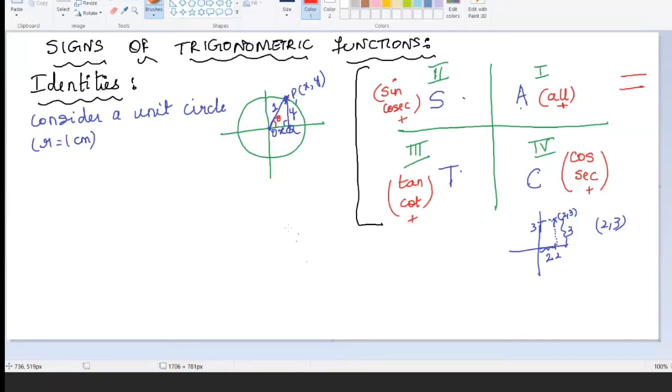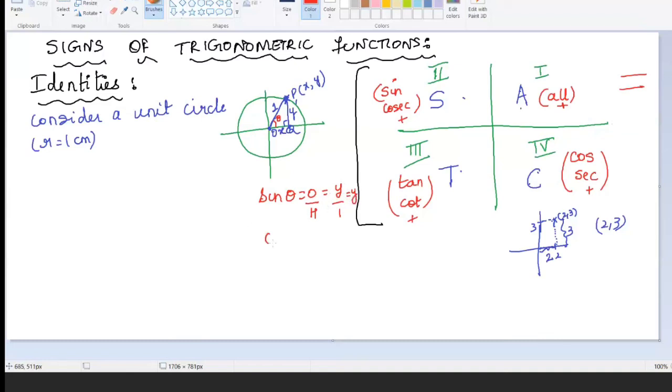Below that figure you write and keep. What is sine theta? Sine theta is SOH, that is opposite by hypotenuse. So who is the opposite now? Sine theta is Y by hypotenuse, which is 1, so therefore it is Y. So sine theta is equal to Y.